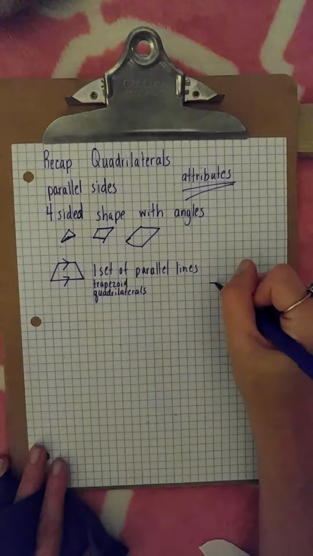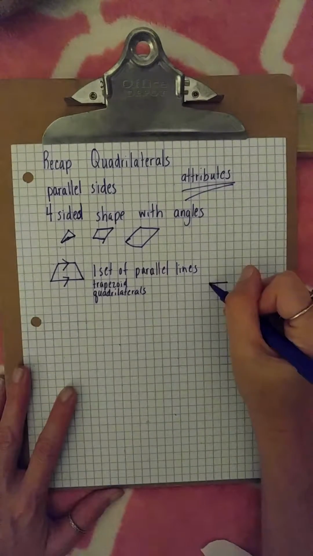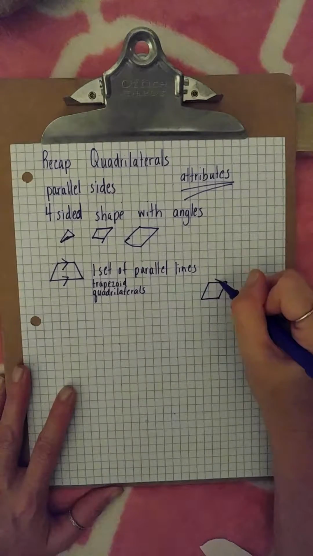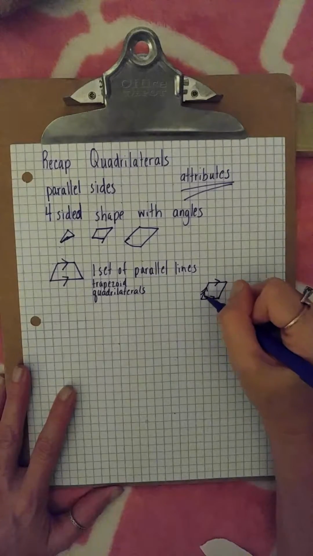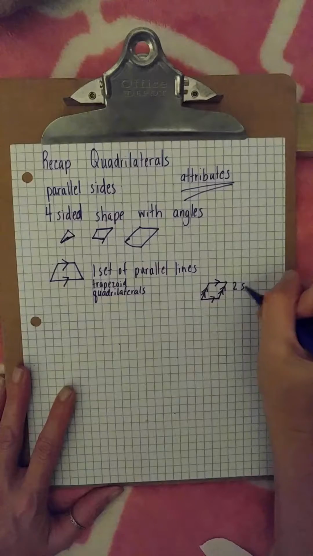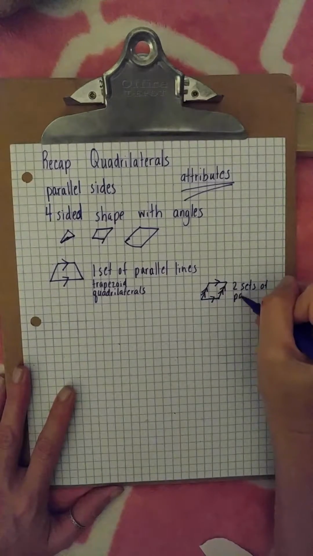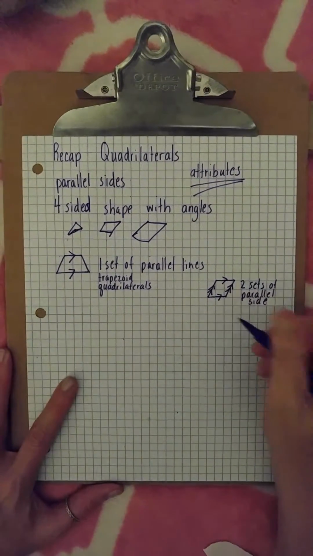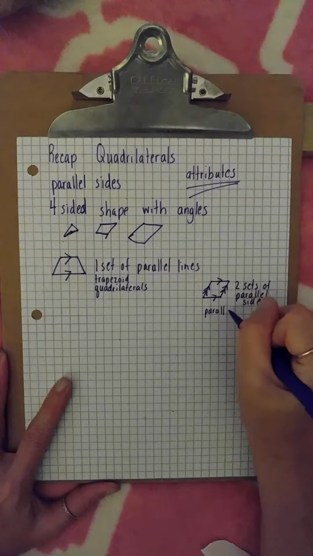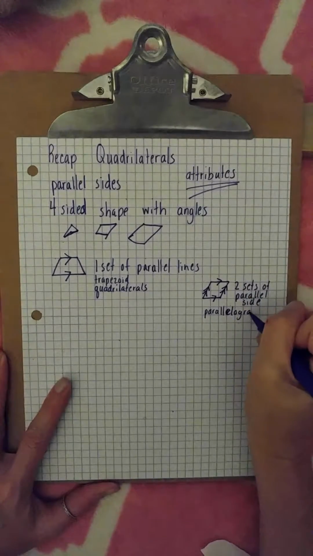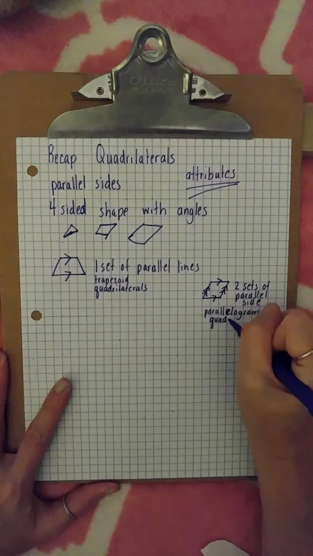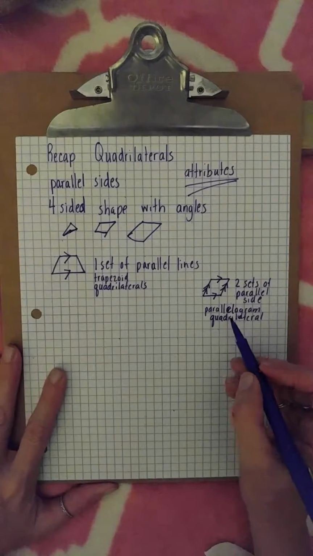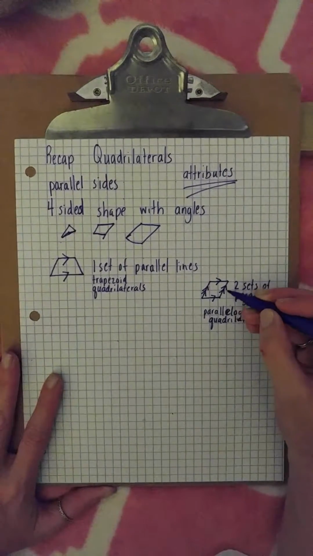So another quadrilateral that we have is a parallelogram. A parallelogram has two sets of parallel sides. That's a parallelogram. A parallelogram is also a quadrilateral, because all four-sided shapes are quadrilaterals. That's like the umbrella. Quadrilateral is the umbrella. We also have two sets of parallel sides.